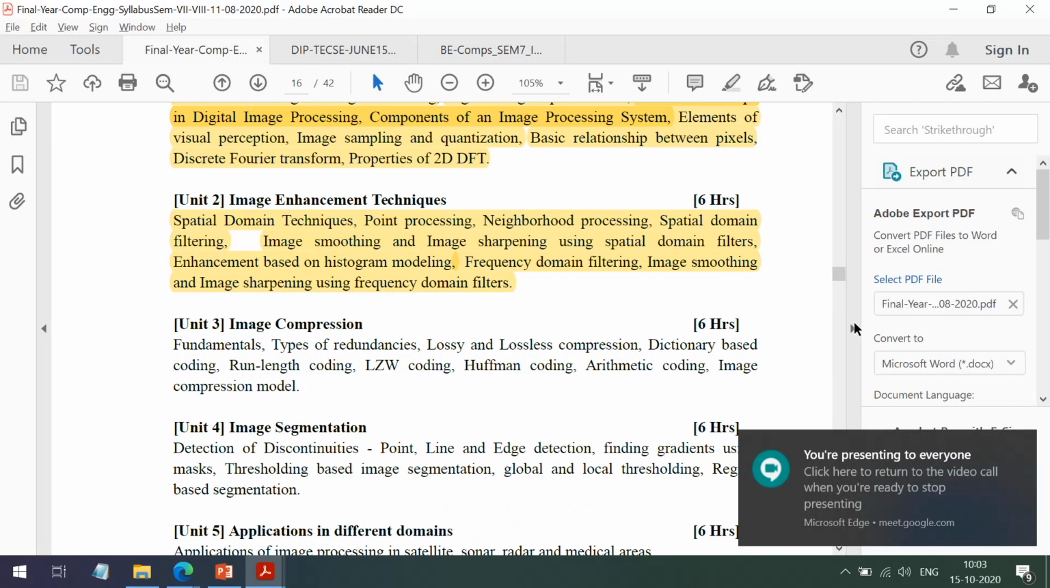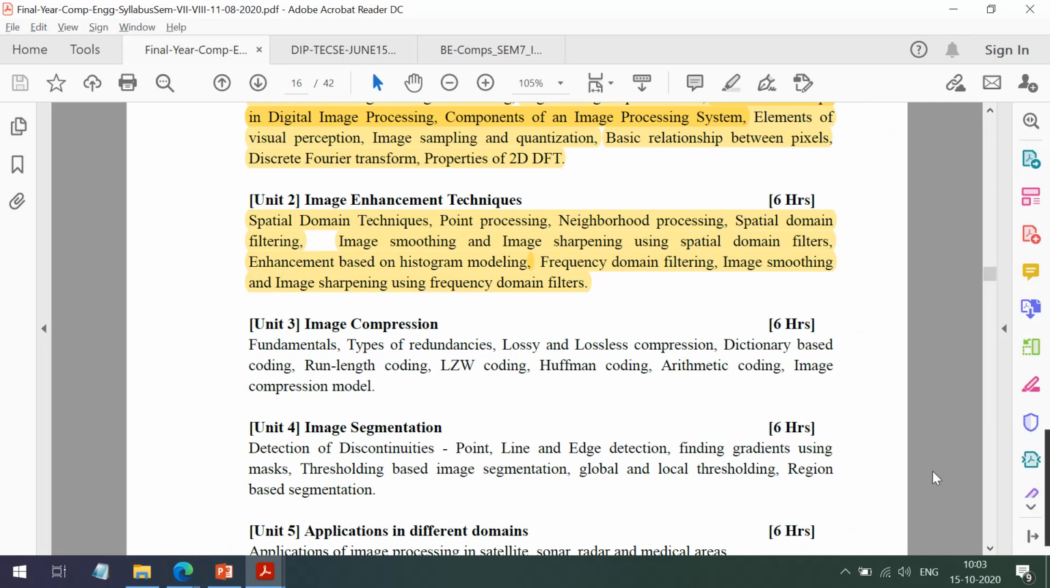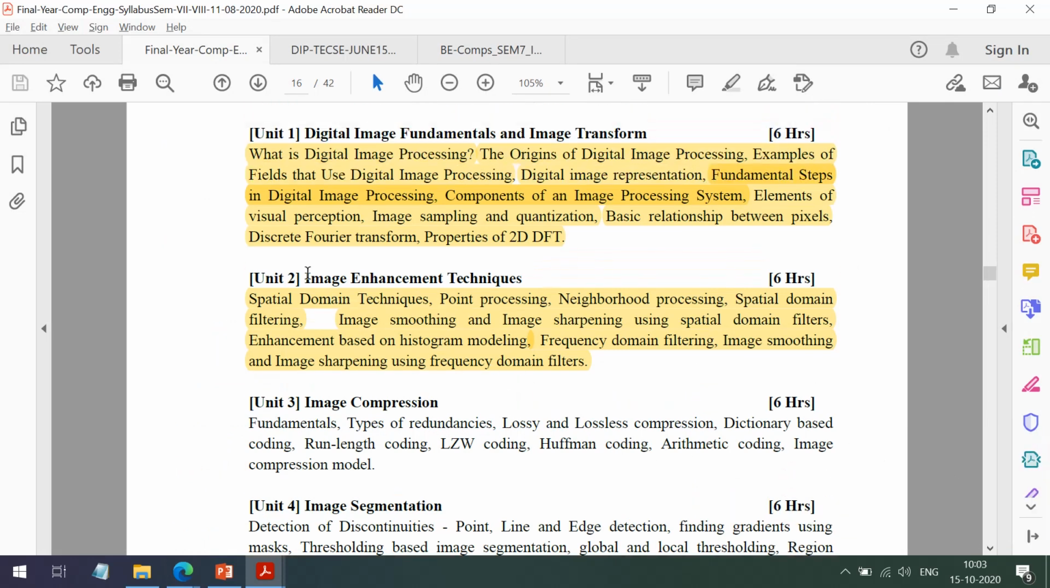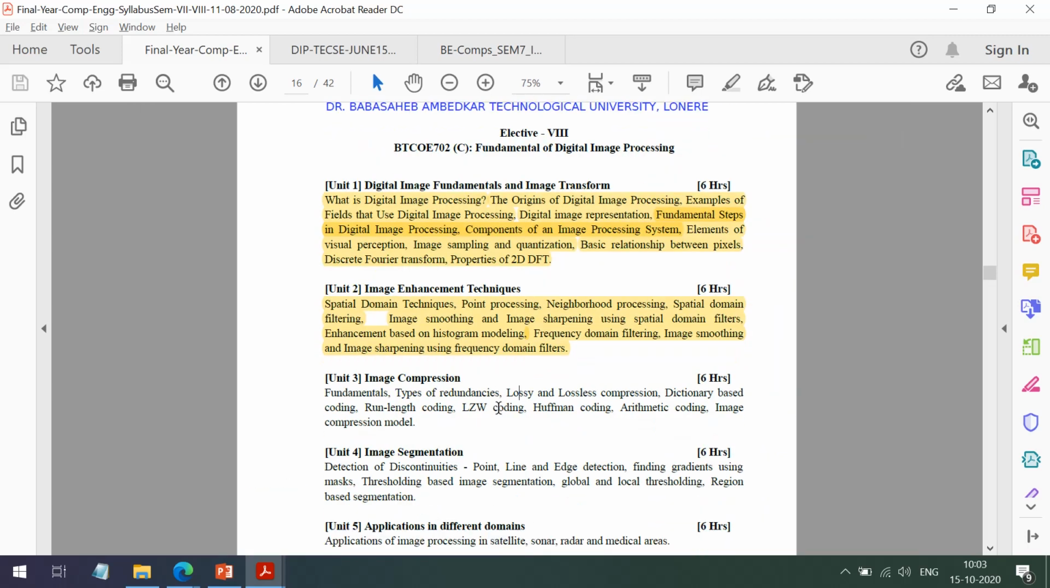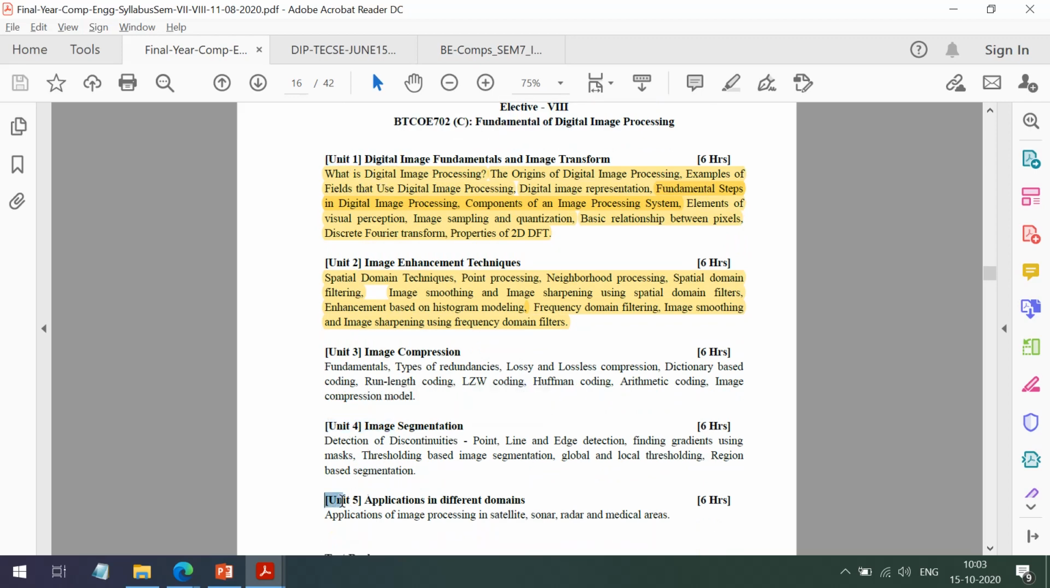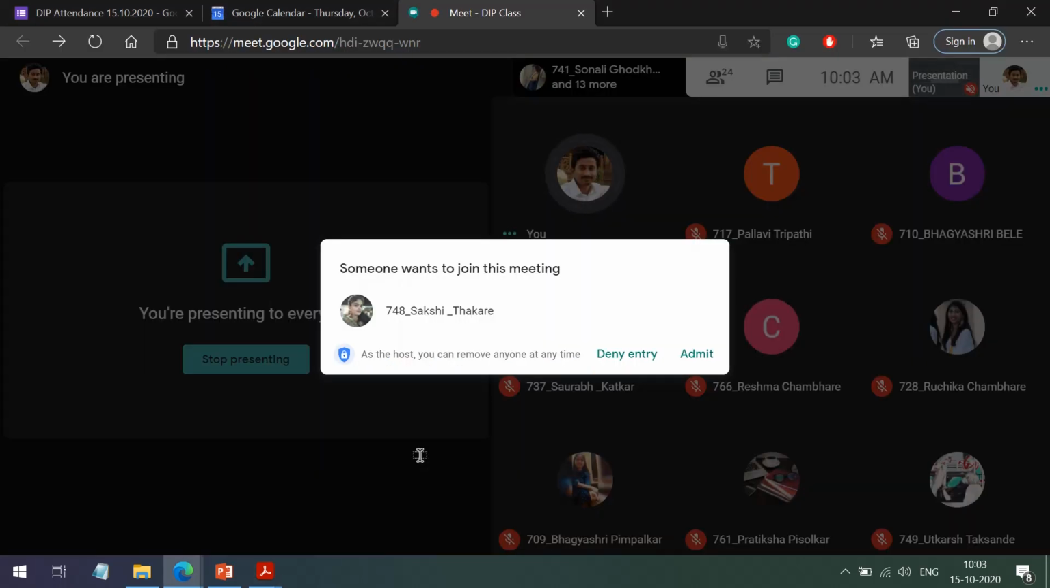So in the last class, we completed our unit number 2, which was based on image enhancement techniques. In this way, we have completed 2 units from the syllabus. And if you see, we have four main units, and the fifth one is more general, that is application in different domains. In most of the universities, they will have 6 units, with color image processing and morphological processing or texture analysis as their 5th and 6th units.